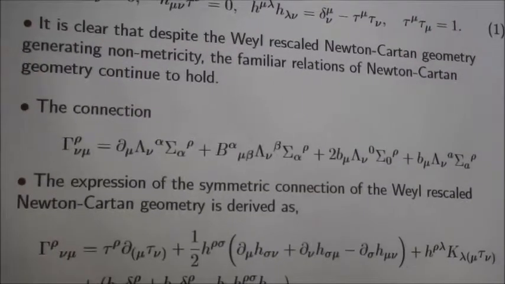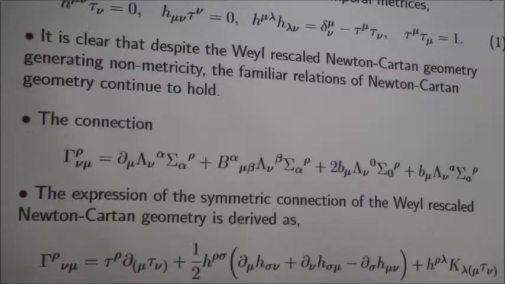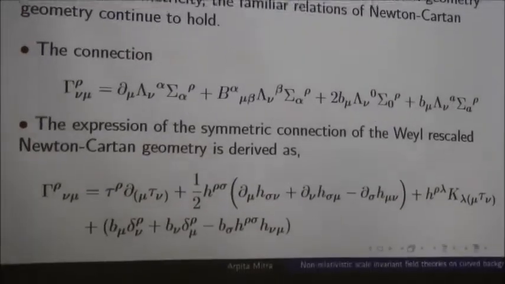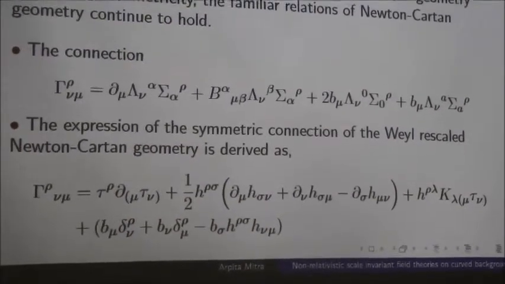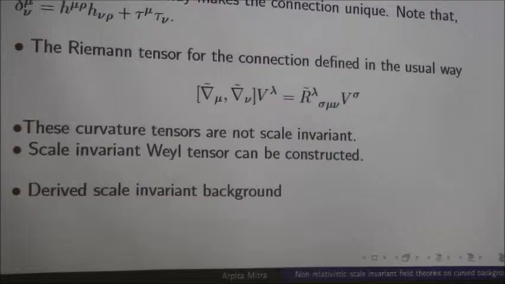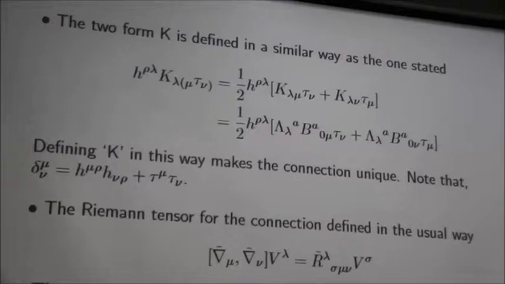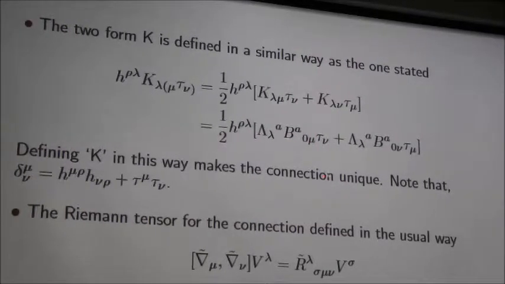And to get a familiar expression for Newton-Cartan geometry, I have to do a little mathematical calculation, and then this expression can generate this part, where the symmetric connection is expressed in this way. This term is already present for the Newton-Cartan geometry, and this term is coming from the incorporation of scale. Here we have to remember that delta rho mu incorporates the space and time parts together, which I have mentioned here. And k has been defined in a similar way to how we defined it in the Newton-Cartan case. The nature is the same, but now the fields are modified due to the incorporation of the scale.